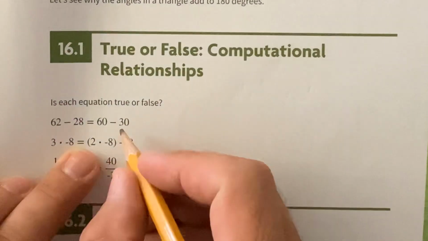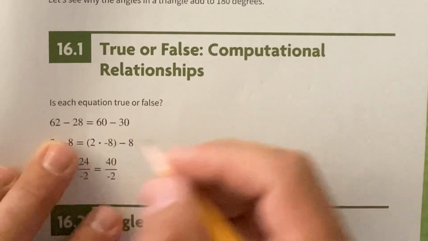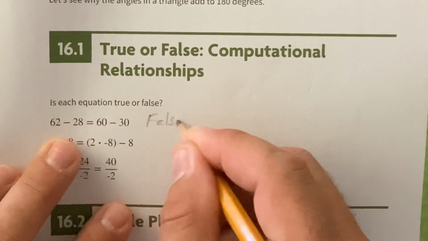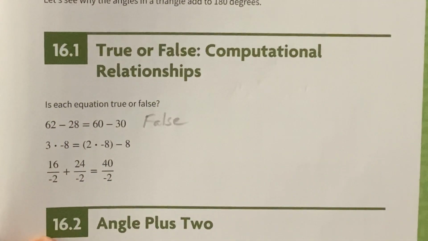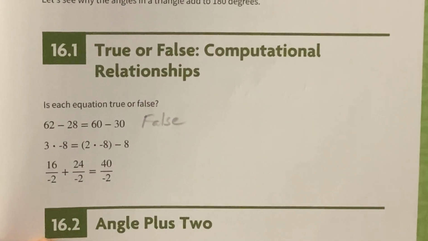False, yeah. On the right side you get 30. Left side is definitely not 30. Doesn't even ask us to explain, so we're good with false. Next question. True or false?